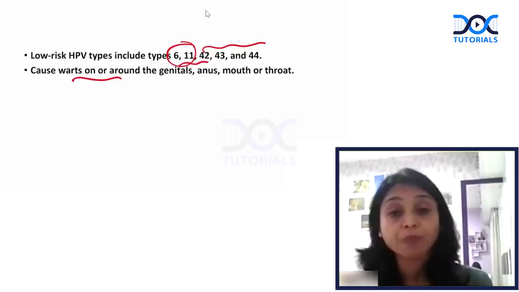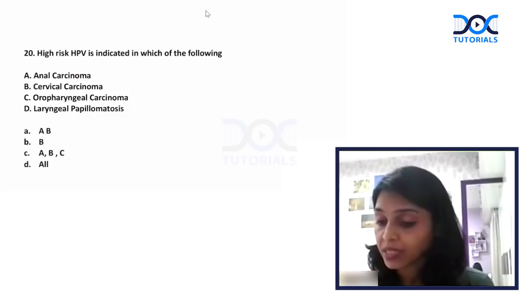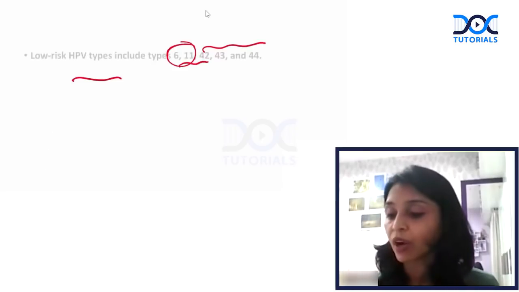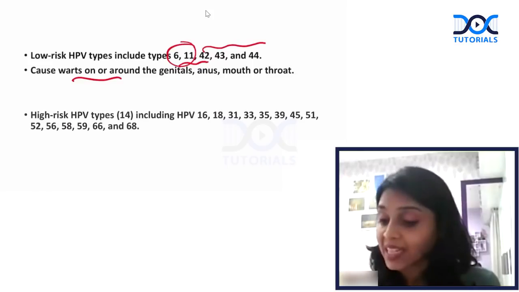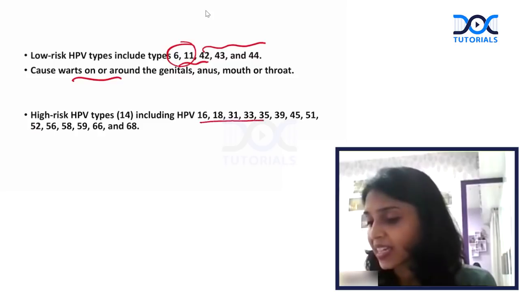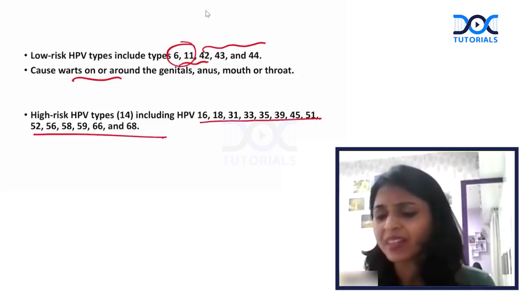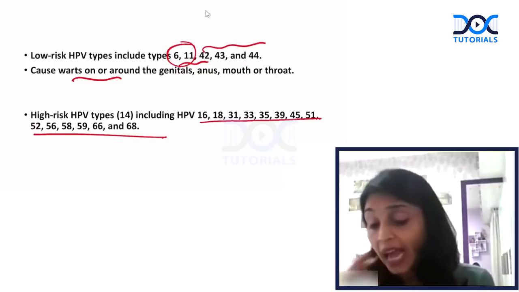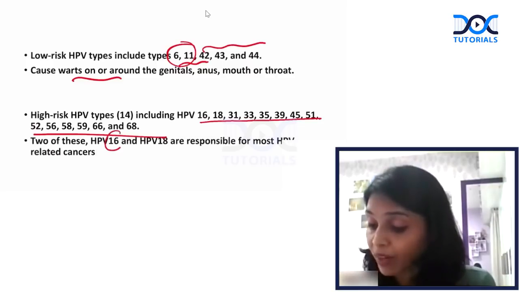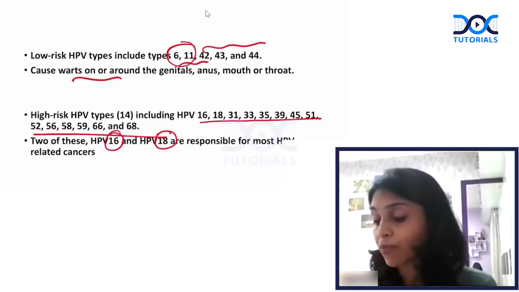Low risk HPV is the one that usually causes laryngeal papillomatosis. That is the D option. It is usually caused by low risk. Whereas the high risk ones, 14 numbered ones, 16, 18, 31, okay, you can read this. There are 14. All these are high risk. And out of these, the most important ones, 16 and 18, are responsible for most of the HPV-related cancers.